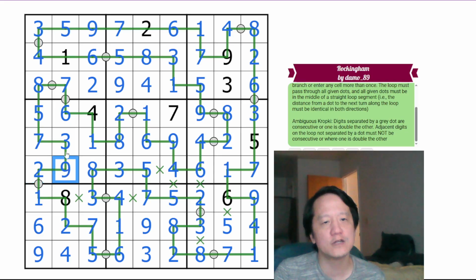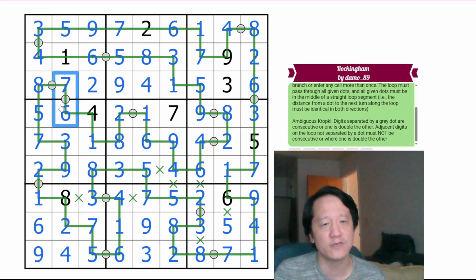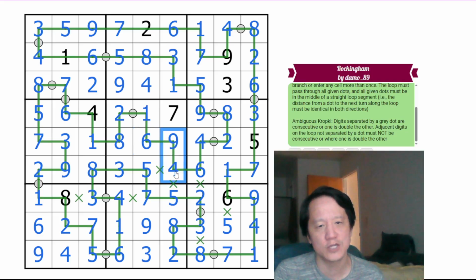2, 9, nothing. 9, 3, nothing. 3, 7, nothing. 7, 5, nothing. 5, 8, nothing. 8, 7 is consecutive with 7 and 6 is consecutive. 6, 4, nothing. 4, 1, nothing. 1, 8, nothing. 8, 2, nothing. 2 and 1 are 1-2 ratio or consecutive. 1, 6, nothing. 6, 9, nothing. 9, 4, nothing. 4, 6, nothing. 6, 4, nothing. 4 and 2 are a 1-2 ratio.